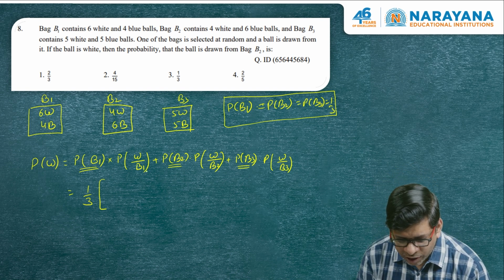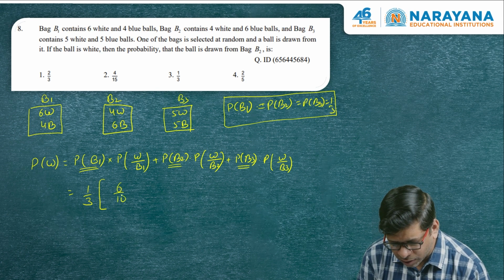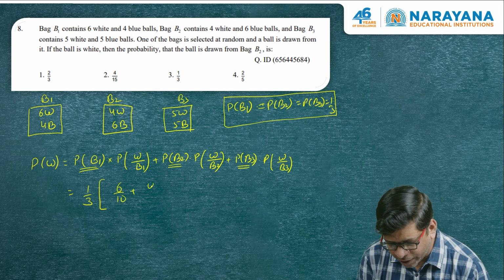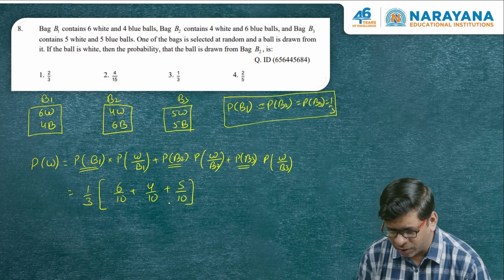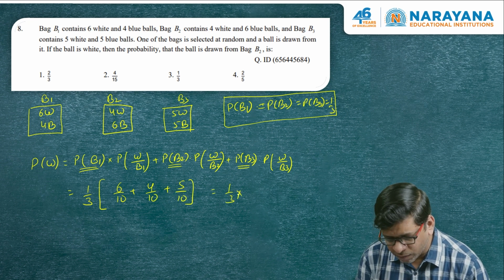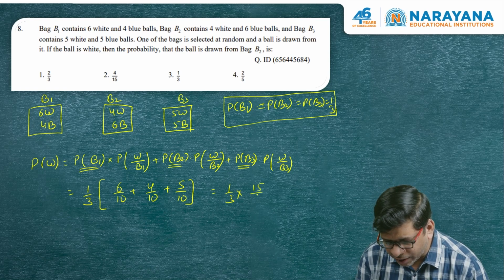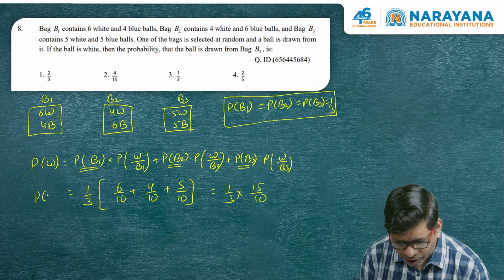So selecting a white ball from bag 1: how many white balls? 6 white balls out of 10, so 6/10. From bag 2, 4/10, because 4 white out of 10, and 5 white out of 10 from bag 3. So this becomes 1/3 of 15/10. This is your probability for drawing a white ball.